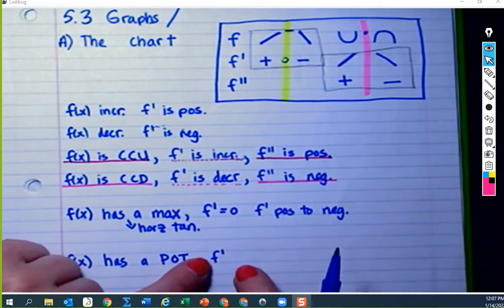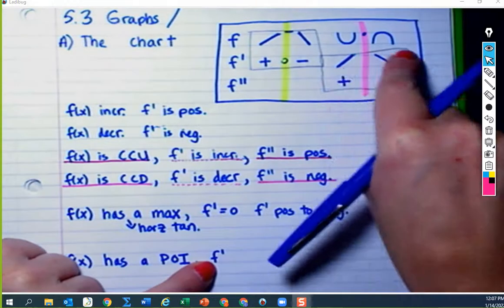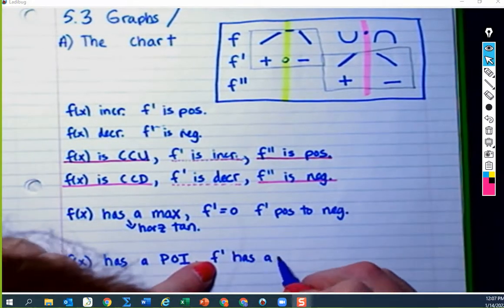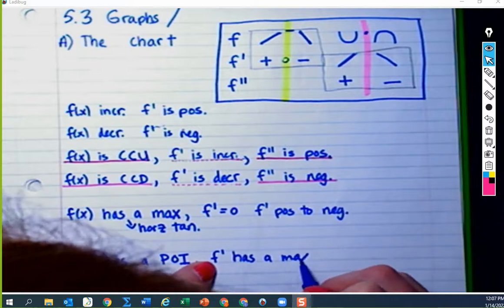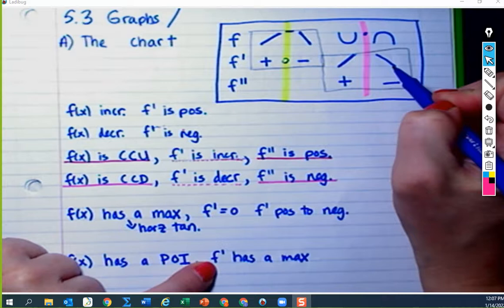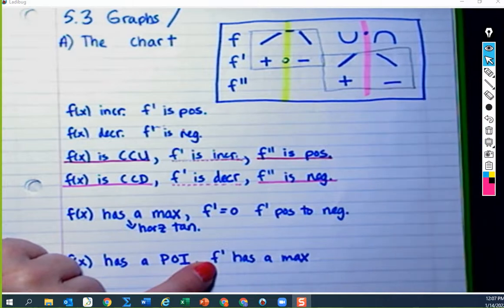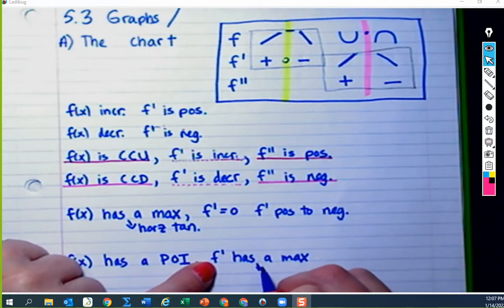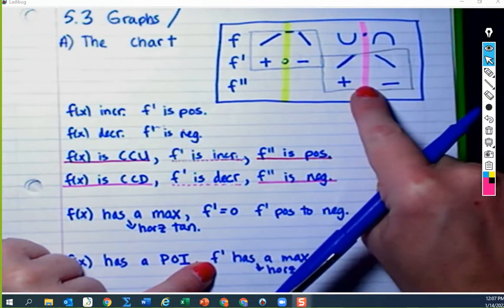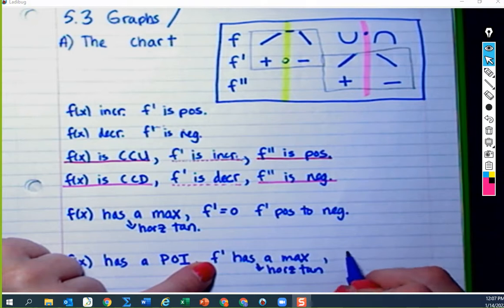F prime, what's happening to F prime? It has a maximum. Look, that's the top of a hill. It has a maximum, which is also known as a horizontal tangent. Okay, go down one more row.